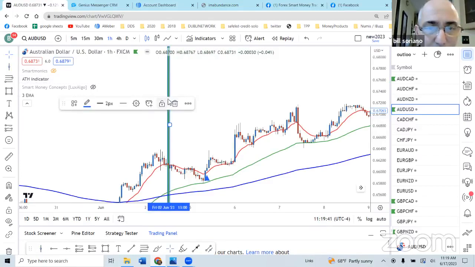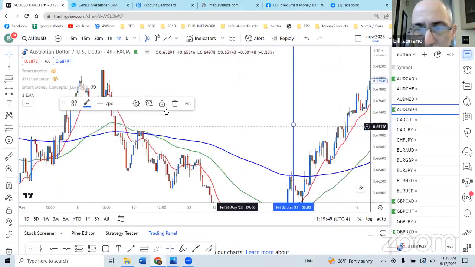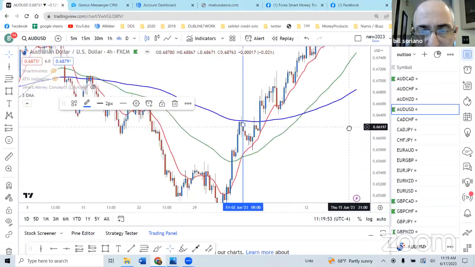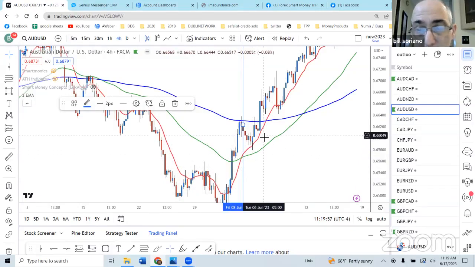I put a blue line right there, right? And we drop it up to the 4 hour. Here's our blue line. And right there is where you see that the red 13 crosses above the 62, right? So that's what we need.